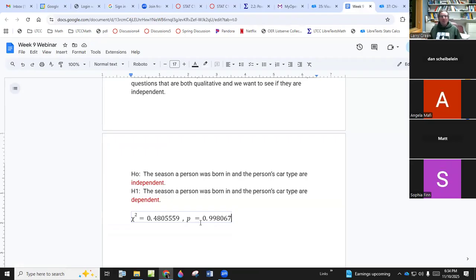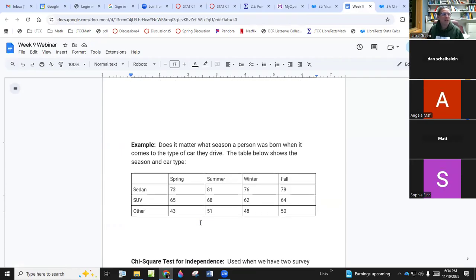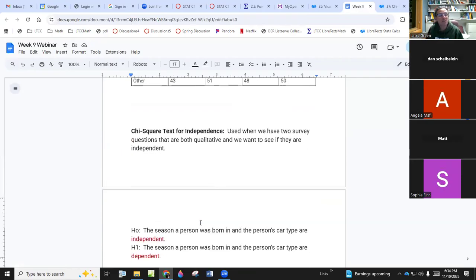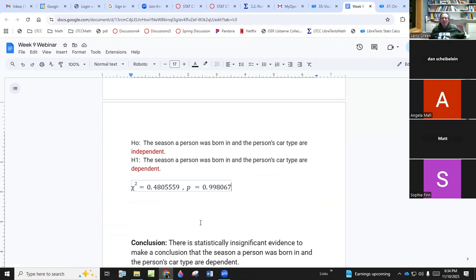Okay. What do you notice? Notice, by the way, nowhere in here did it give you the level of significance. Do we even need to know the level of significance for this? What do you think?